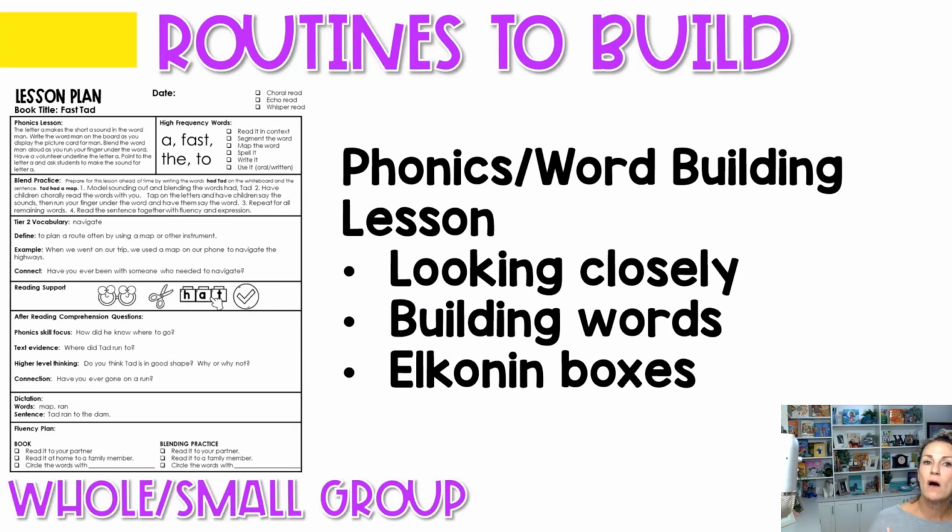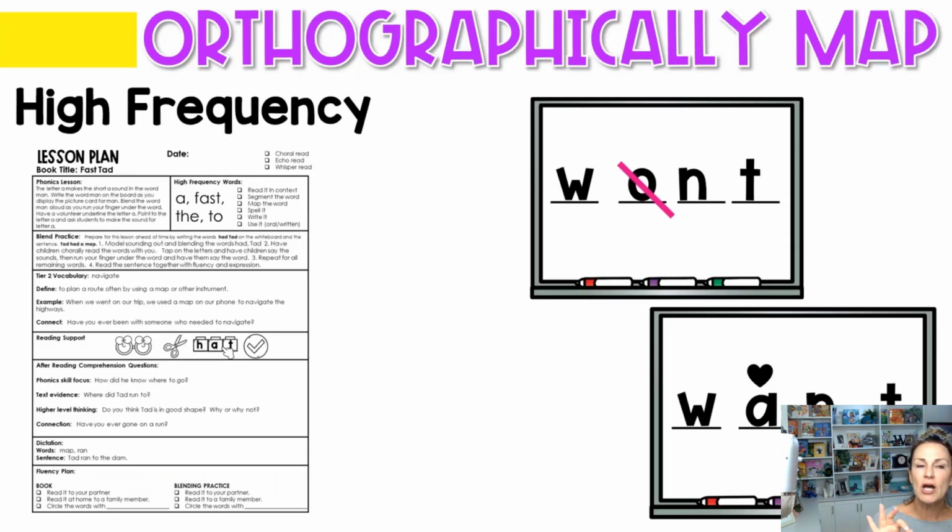This is how a small group lesson plan is structured for our things, but you can structure them the same way. First, we're going to take a look again at the phonics skill that we're focusing on, and we're going to do some word building. Okay, so we're going to look closely, we're going to build words. We might even use Elkonin boxes, right? And then we're going to go into the high frequency word section. So the example that I gave before was the word want.